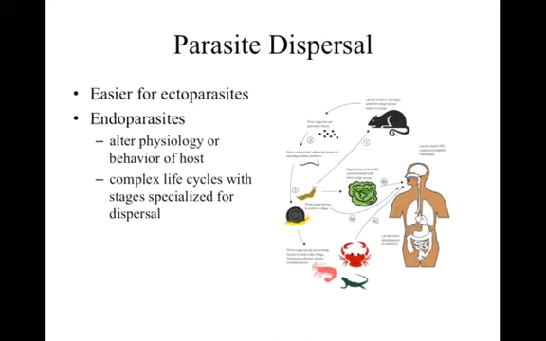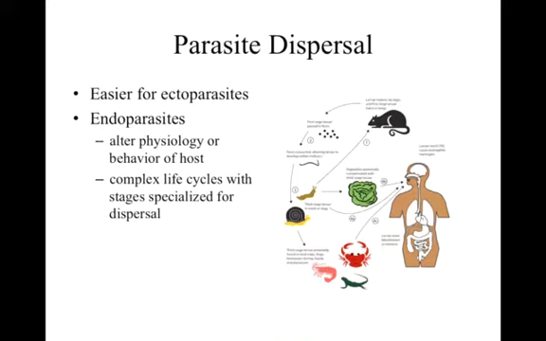Now with endoparasites, it's a bit harder. With endoparasites, you're inside the host, so you've got to get outside and then you've got to get to a new host. You've got to find that new host. So there's a number of different ways that endoparasites can do this. One of them is to alter the physiology or behavior of the host. And in fact, we saw that with toxoplasma, where the toxoplasma causes the rodent to run towards the cat. Well, that's because the toxoplasma needs to find a new host, and so it needs to get into the cat.